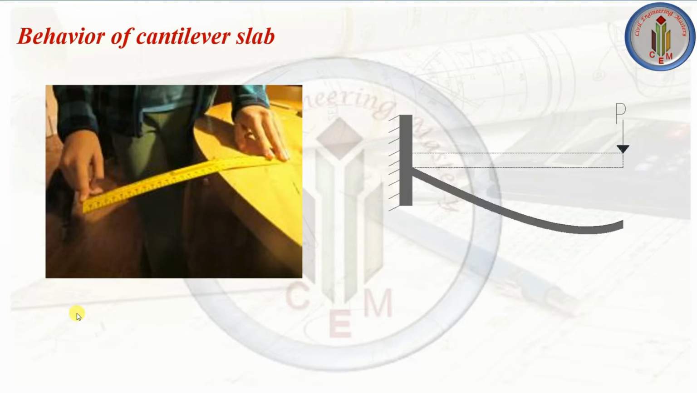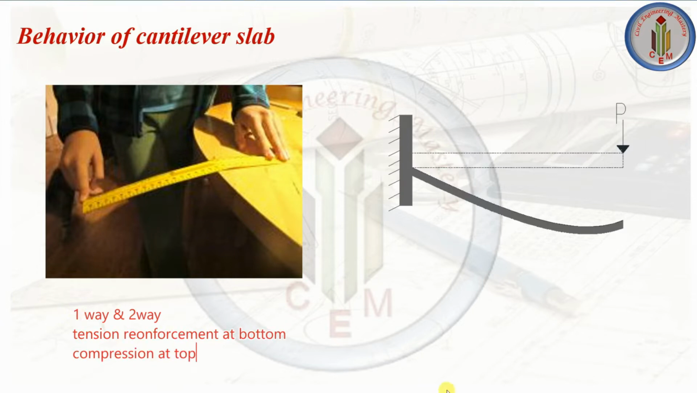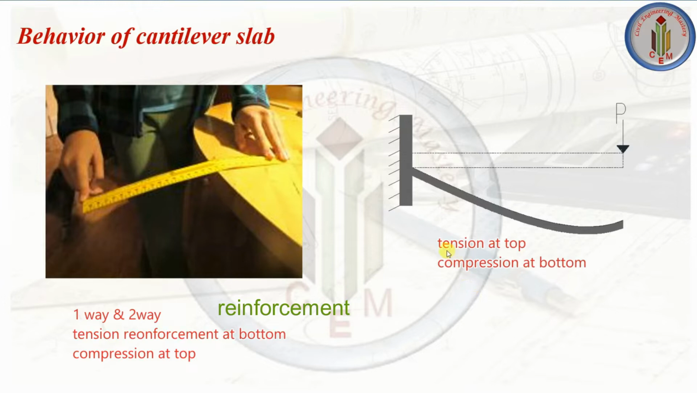Usually in one-way slab and two-way slab, we provide tension reinforcement at bottom and compression at top, right? In cantilever slab, the case is different because the bending behavior is different when compared to one-way and two-way slab. In cantilever slab, we have to provide tension reinforcement at top and compression at bottom. Usually, we don't need to provide compression reinforcement, but still we have to provide a minimum reinforcement at bottom in order to resist the temperature and shrinkage effect. So you have to be very careful, friends.